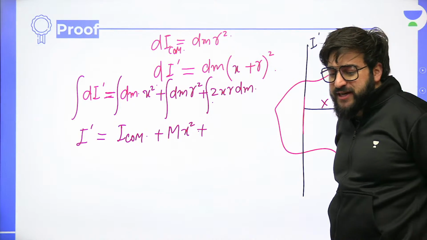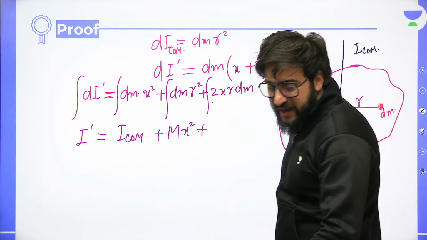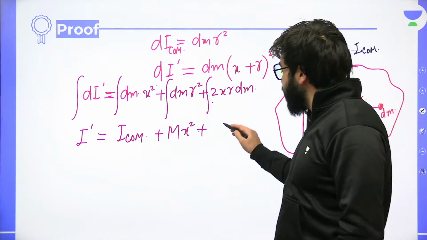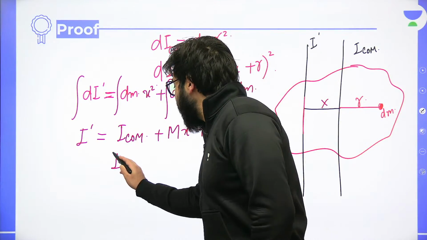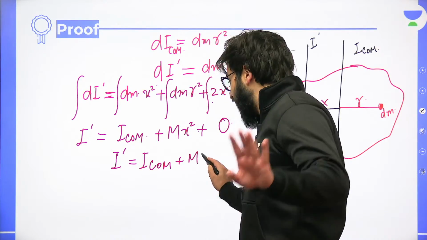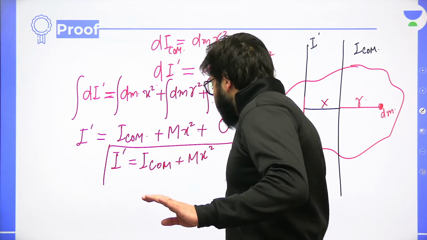Why do we put this quantity exactly equal to 0? Because there is a reason behind that. Let me tell you what it is. Now listen, I put this as 0. We say basically I dash is equal to ICOM plus mx square. I'll tell you the reason. This is the proof.